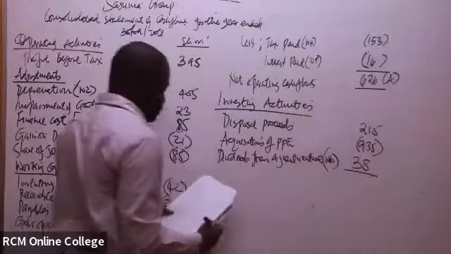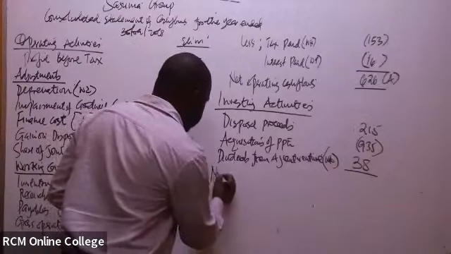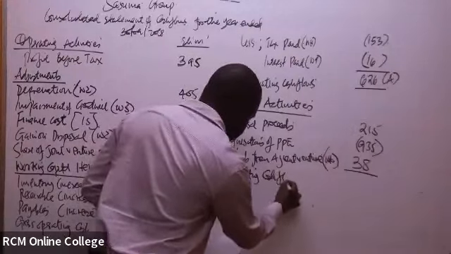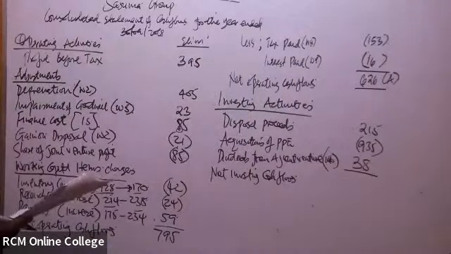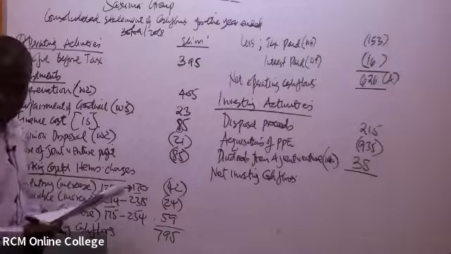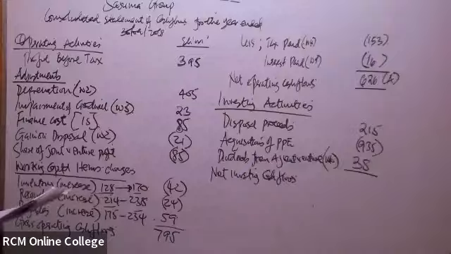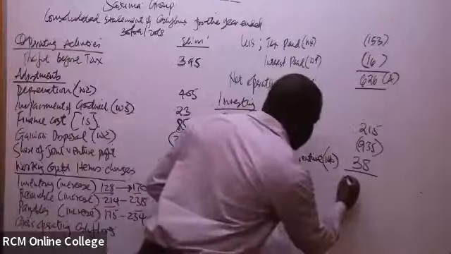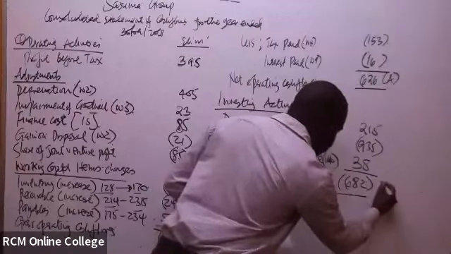So you need to add them so that in this case, you can get the net investing cash flows. What did you get? 215 minus 935 plus 38. Negative 682. You can confirm that figure from current call. So it is negative 682. So that becomes our second part.